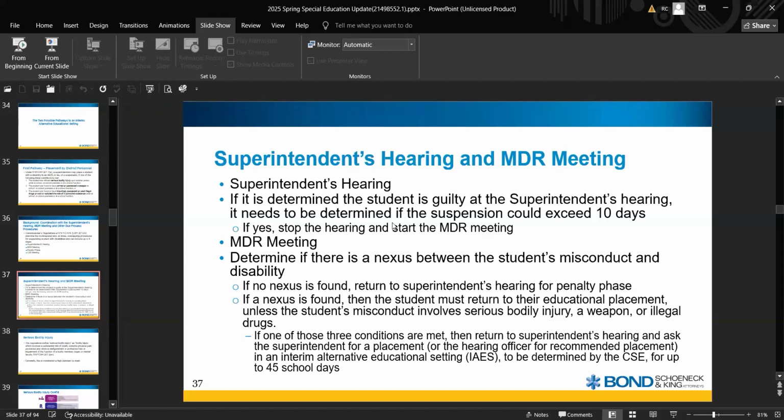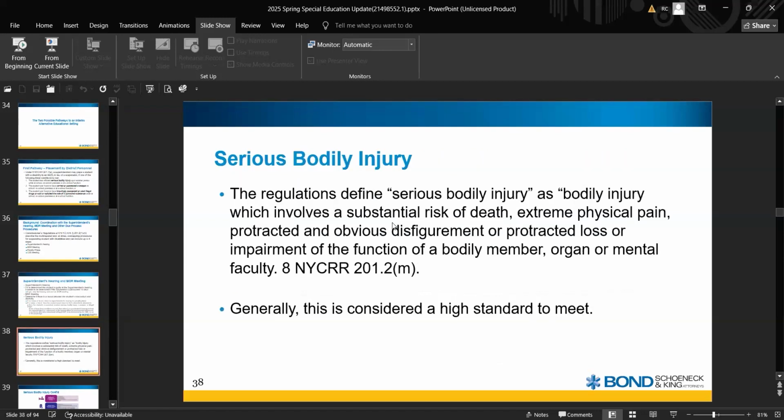Serious bodily injury has a definition, which, like most legal definitions, is not super helpful. So how do we figure out what constitutes serious bodily injury? We have to go back and look at case law. But let's start with the unhelpful definitions first, I guess.